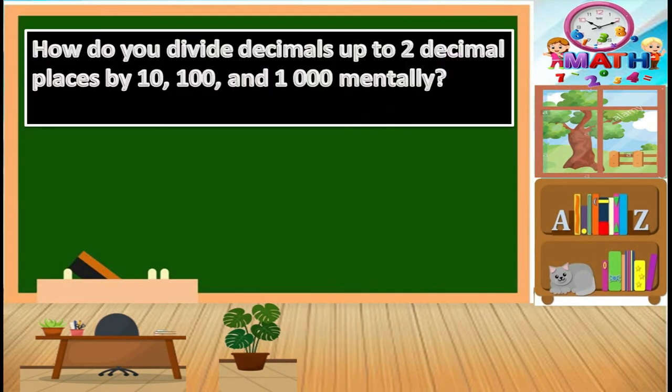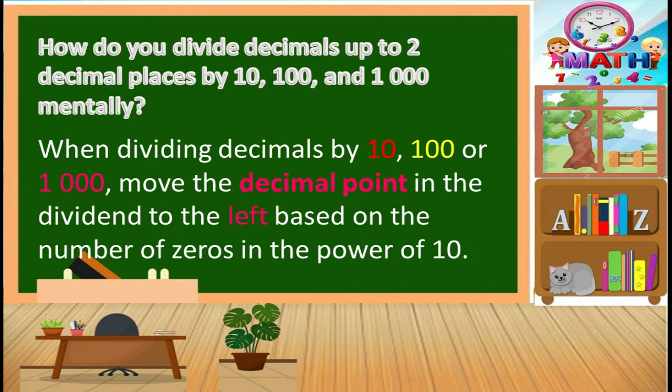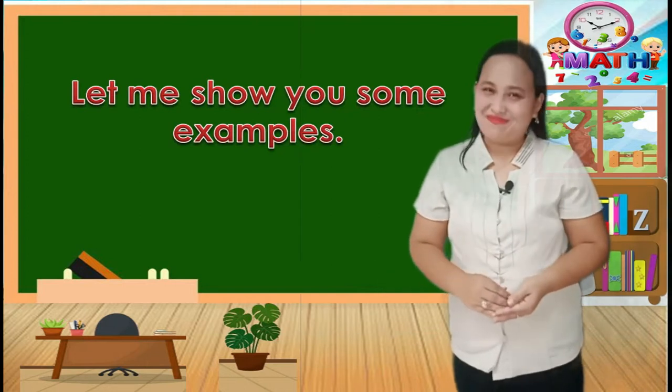How do you divide decimals up to 2 decimal places by 10, 100, and 1000 mentally? Rather than doing the long division method, it is a great help if you can learn a faster way of dividing decimals by powers of 10. When dividing decimals by 10, 100, or 1000, move the decimal point in the dividend to the left based on the number of zeros in the power of 10. Let me show you some examples.